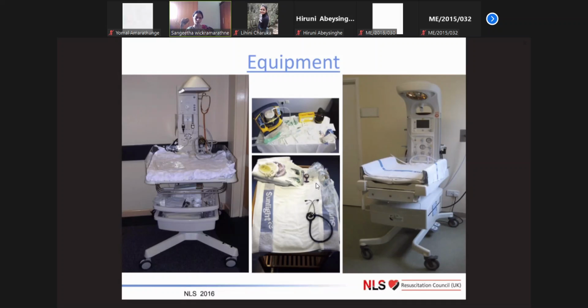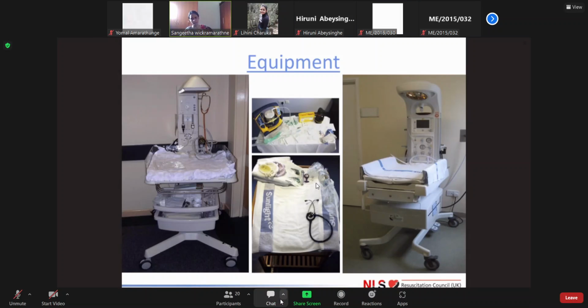So do you have any idea how to size the ET tubes in a term baby or a preterm baby? Or in a bigger child, how would you calculate the size of the ET? Any idea? Age plus 4 divided by 4. There's an equation, madam. Yes, there's an equation called age divided by 4 plus 4 for babies above 1 year, right? For infants less than 1 year and newborns, neonates, you can't use that equation.